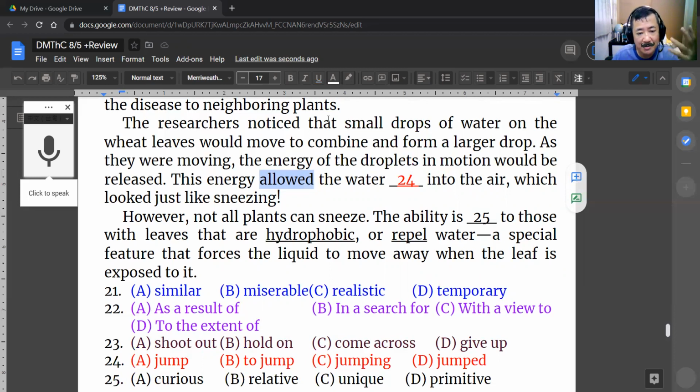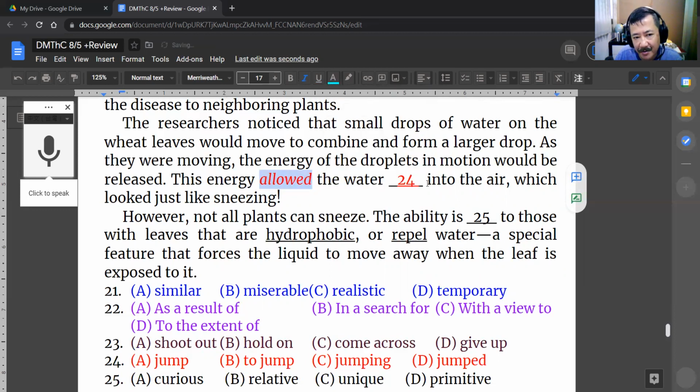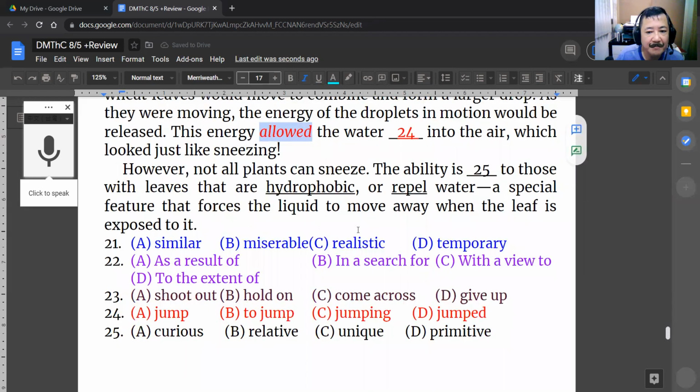What is the 句型? What is the sentence structure for allow someone, and then what is the verb here? We'll talk about that in class.